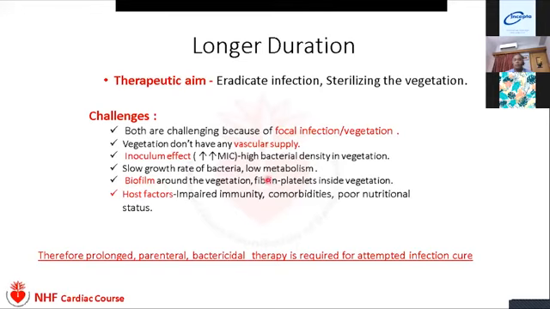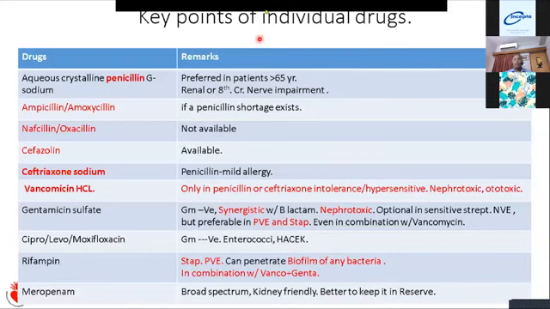Another cause is the fibrin and platelets inside the vegetation, which also make it difficult for the antibiotics to penetrate the vegetation, and host factors are also important here. So there we need prolonged parenteral therapy for eradication of the infection. What are the key points?